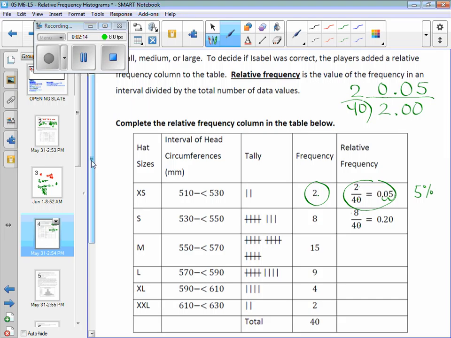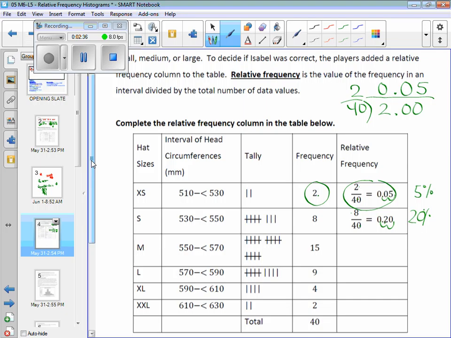They do 8 out of 40 for you also. 0.20 is what percent? Joe. Move the decimal. How many places to the right, bud? 20%.